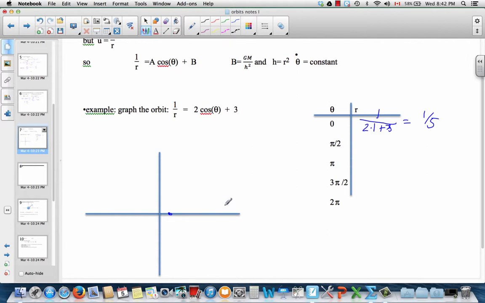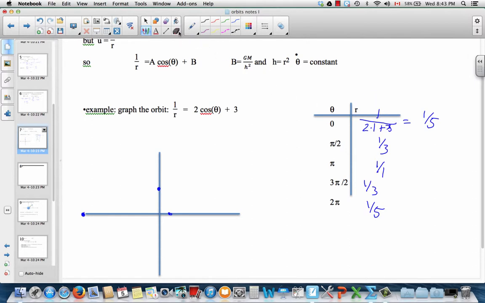All right. So now, at pi over 2, the cos of pi over 2 is 0. So that is just going to be 1 over 3. So it's bigger up here. Then I try pi. Cos of pi is negative 1. So this is negative 2 plus 3. It's 1. So this just ends up equaling 1 over 1. And then at 3 pi over 2, it's again a third. And at 2 pi, it's back to a fifth.